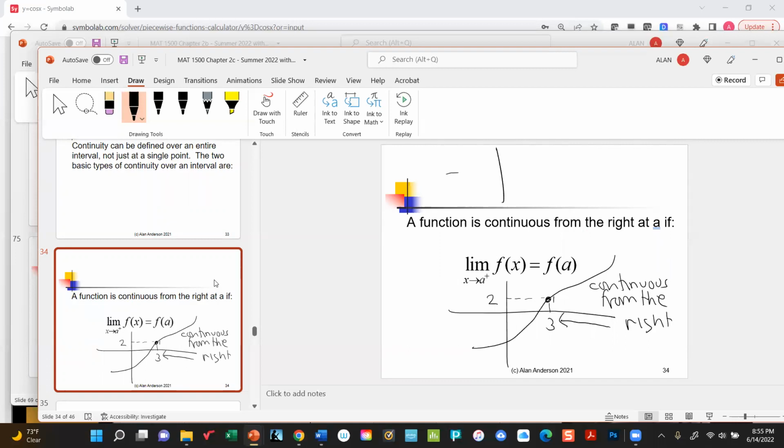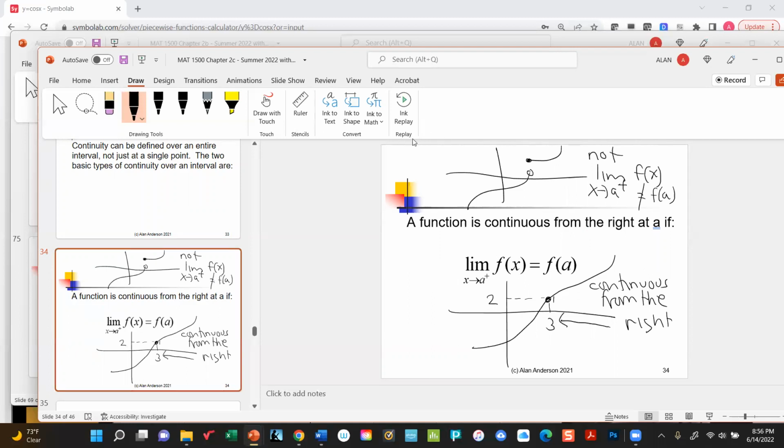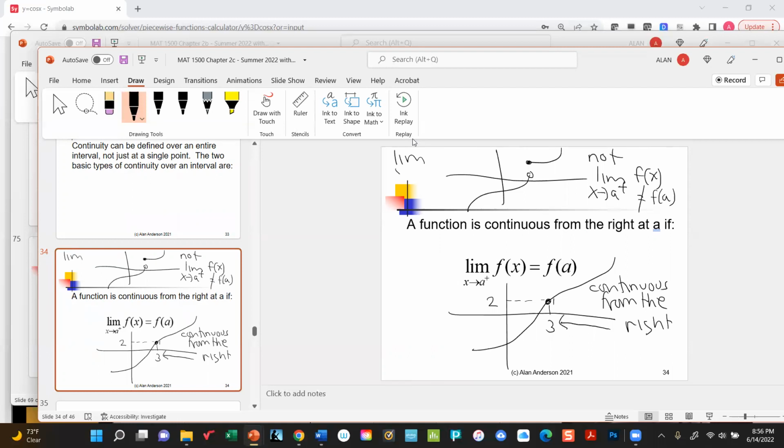If we had something like this going on, well, then they would not be equal, because the limit would be here. The limit doesn't exist. Not only do these not equal each other, the limit does not exist. That's what I should have written.